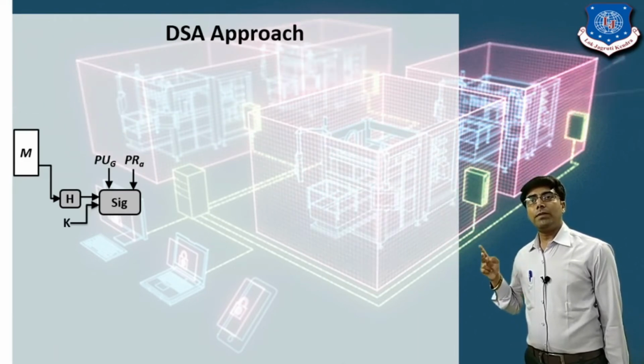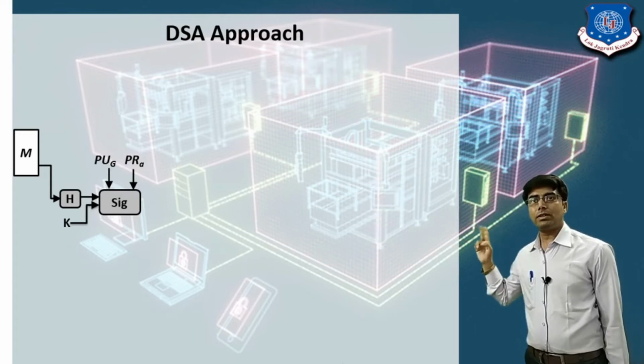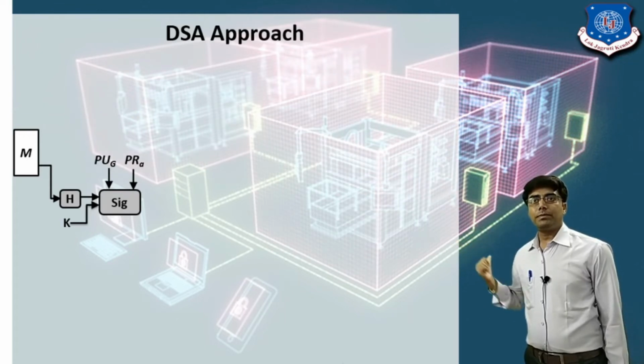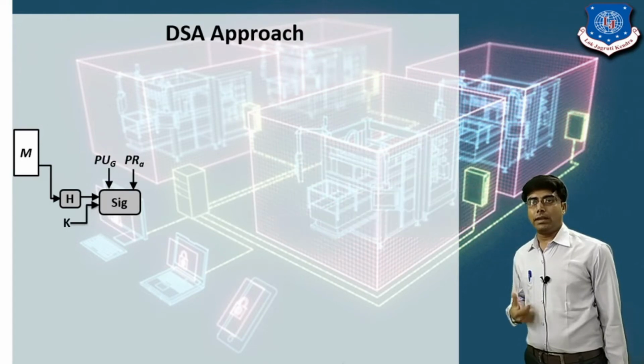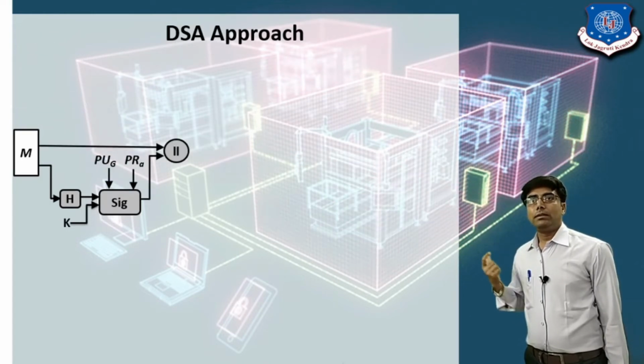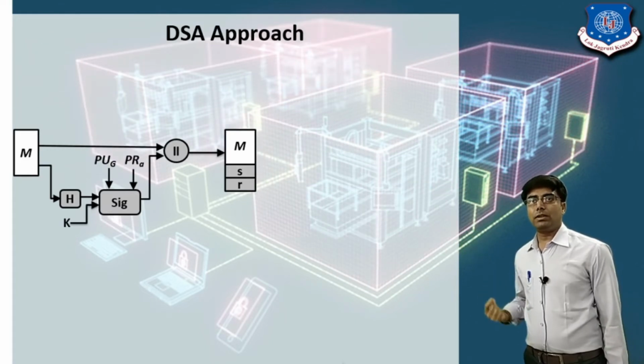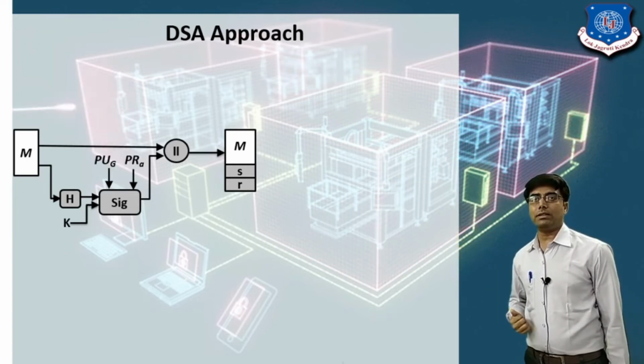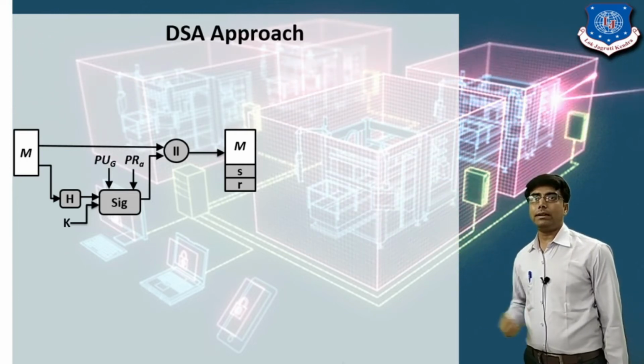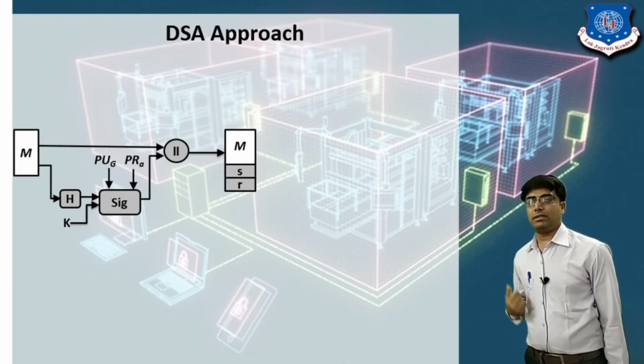Now we have input three things in the signature function: first, the private key of the sender, then the public key component PUG, the hash code, and the key k. After applying the signature function, the result is appended to the message. The result of this signature function generates two components, the first is S and the second is R. They are labeled S and R, and M is the message.